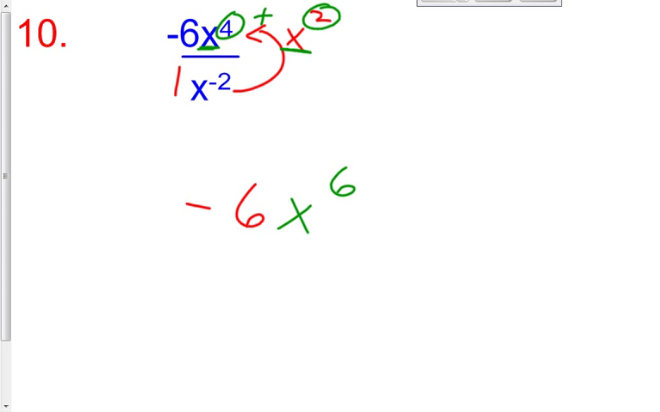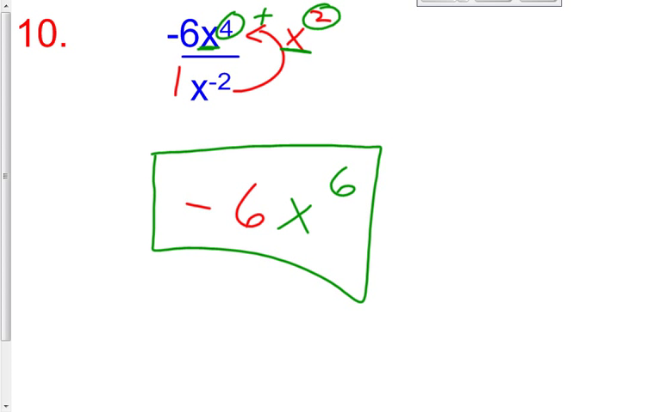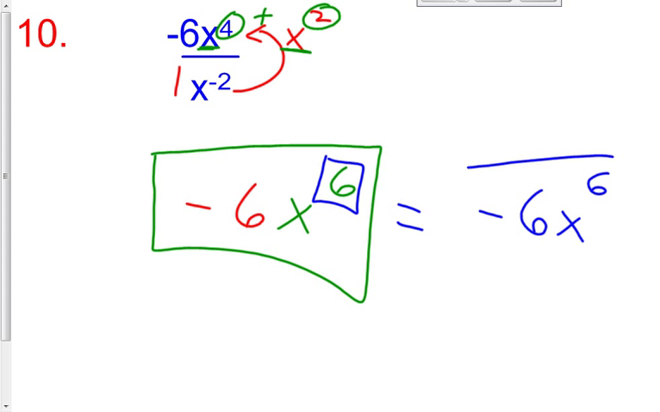I know that some people in the past have wanted to move this to the denominator and make it a positive 6x to the 6th, but you cannot do that. You can only do that when your exponents are negative. And as you can see, our exponent is a positive 6, so we're going to leave it right where it is. So our answer, once again, is negative 6, x raised to the 6th.